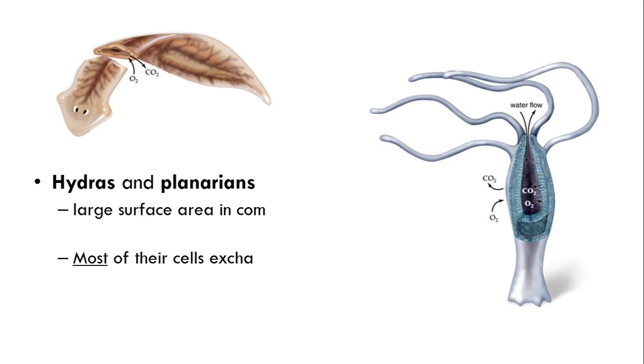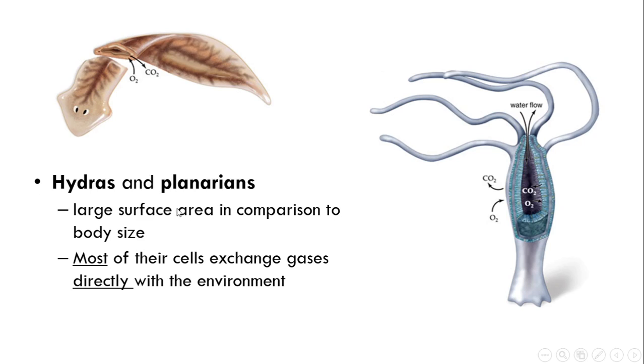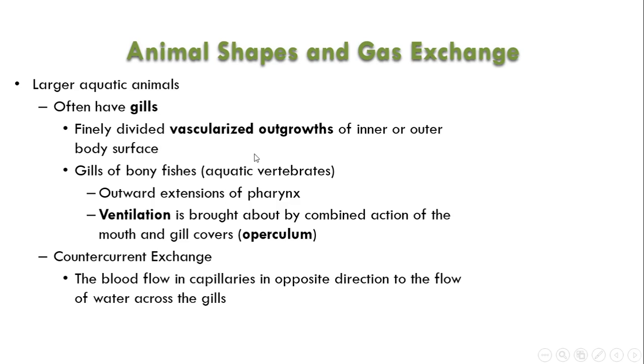Planaria and Hydra. Hydras and Planarias have a large surface area in comparison to body size. Most of their cells exchange gases directly with the environment, بتم تبادل الغازات من خلال السطح الخارجي وتعرضه للبيئة الخارجية. Animal shapes and gas exchange.